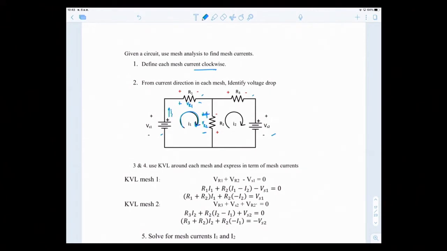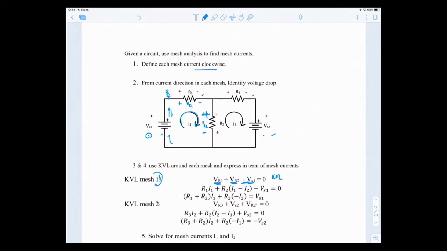KVL adds voltages. I'm walking from here with I1. So plus VR1, seeing the positive sign first. Plus VR2, then coming back here, seeing the negative sign, so minus VS1. This is KVL for mesh I1. Then express it in terms of the mesh current.